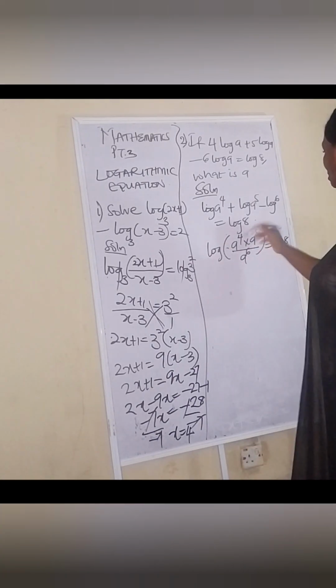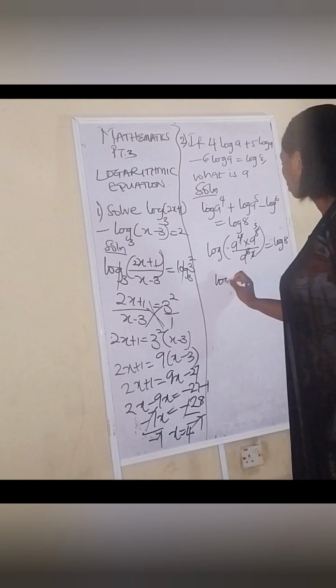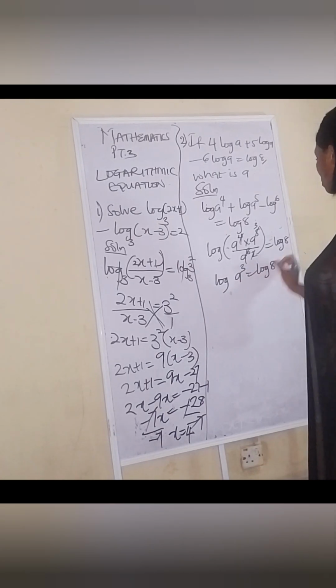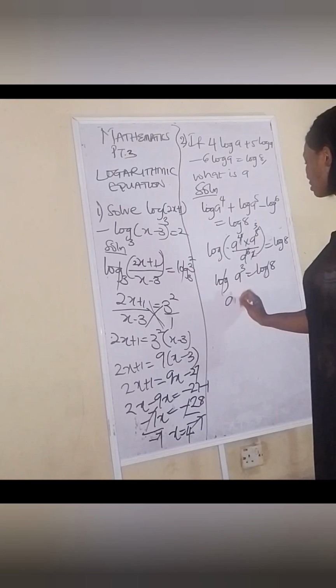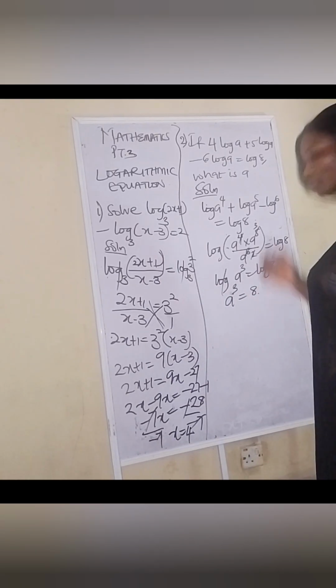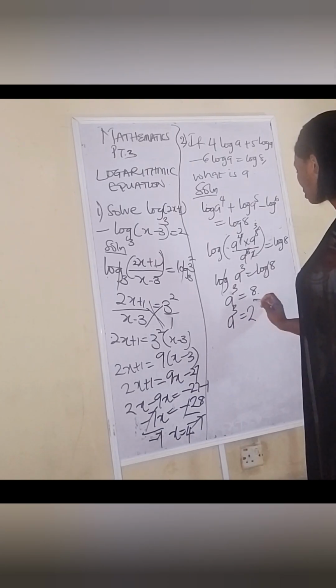Okay, so now let's divide them. So this one remains 2, so this is 3. So we have log a raised to power 3 equals log 8. So this log cancels log. So that's a raised to power 3 equals 8. So now what will give you 8? 2. Okay, so now we have a raised to power 3 equals 2 raised to power 3.